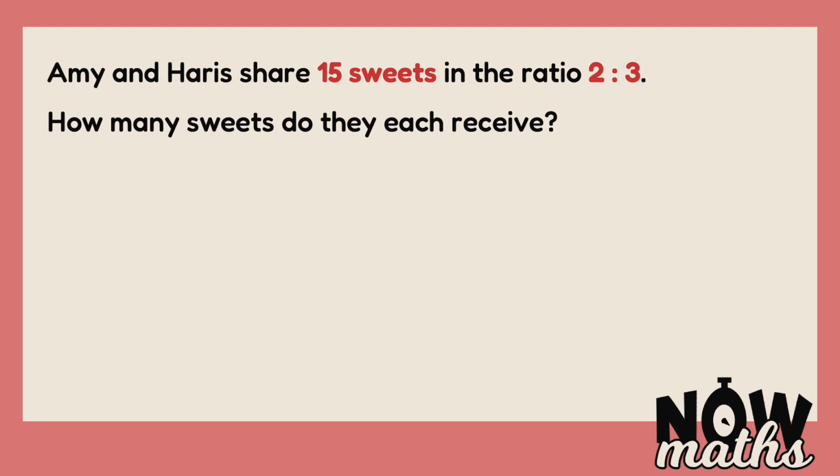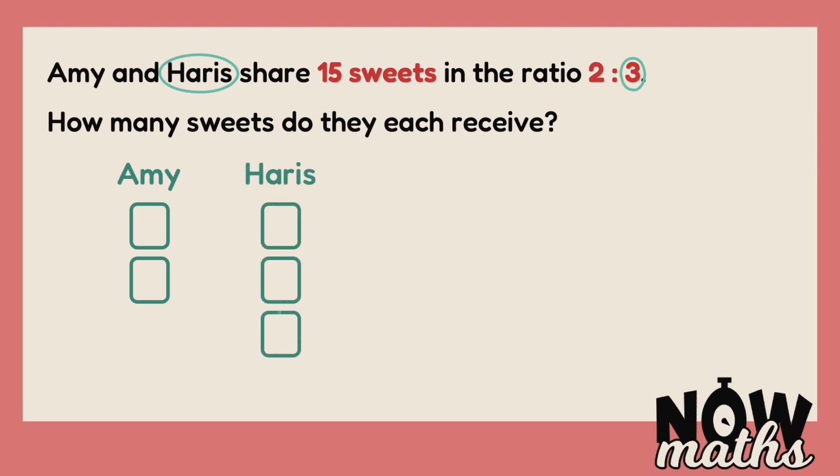To answer this question, I'm going to draw a diagram to help us. So in the question, it tells us that Amy gets 2 parts of the ratio. So we're going to write down Amy's name and then draw 2 empty boxes to represent the 2 parts of the ratio that belong to Amy. Then we're going to do the same for Harris. So Harris gets 3 parts of the ratio, so we'll write Harris's name and then draw 3 empty boxes to represent the 3 parts of the ratio that Harris gets.